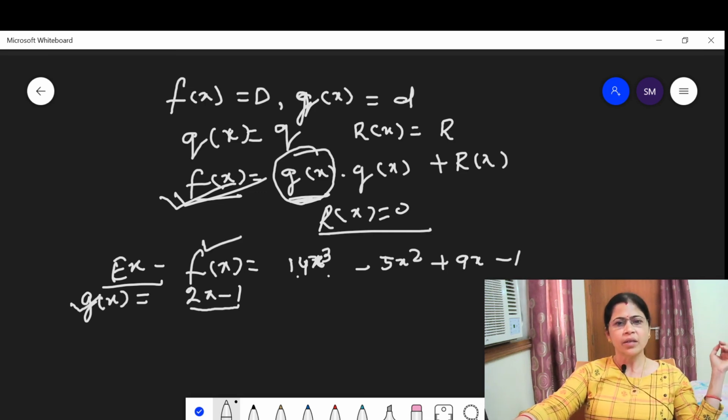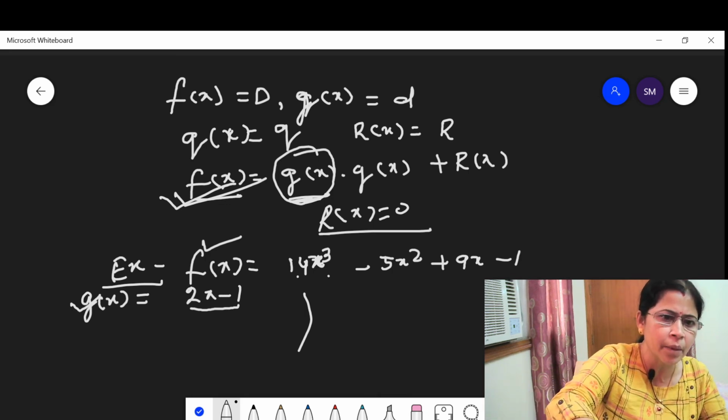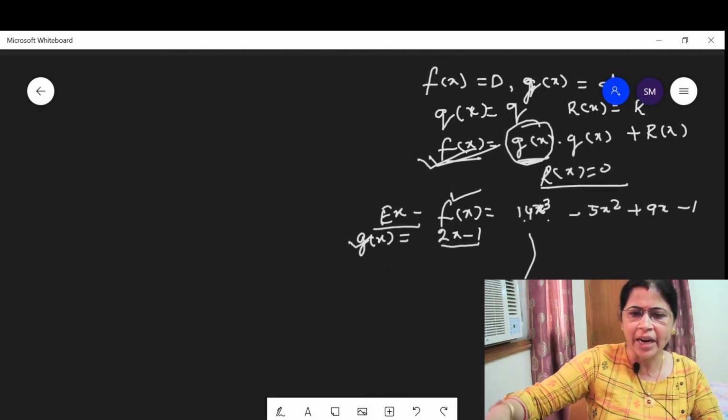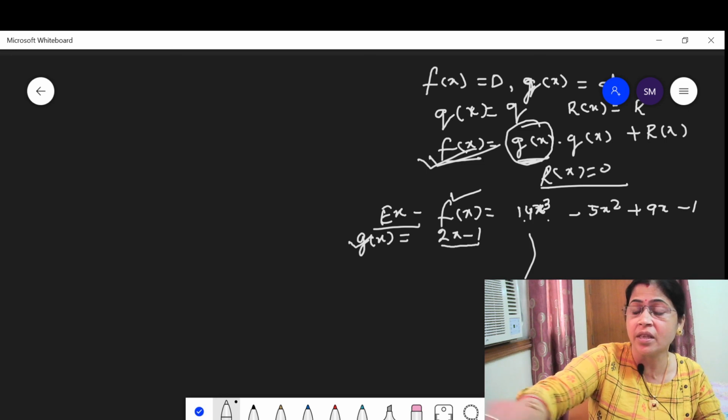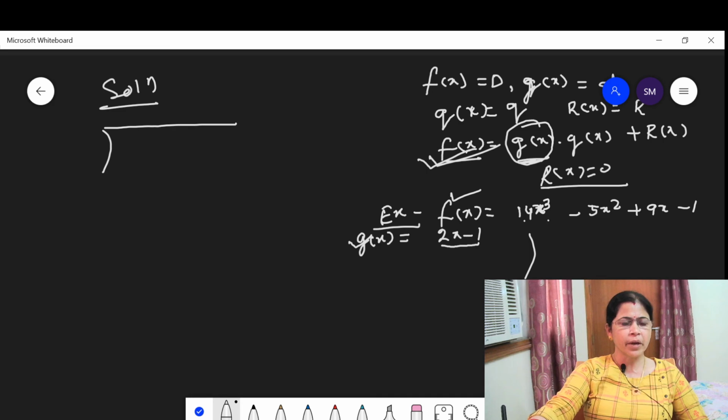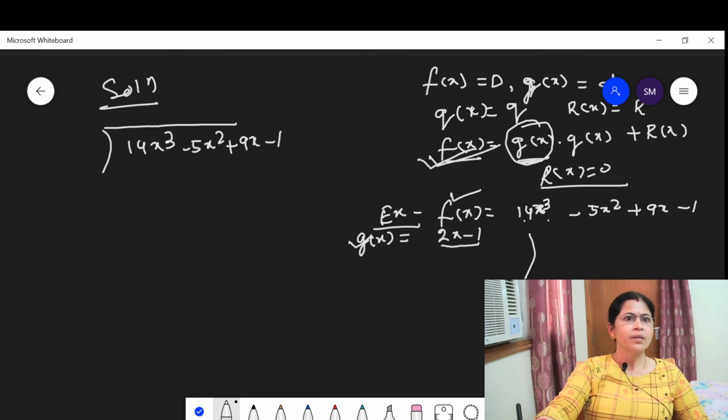Now let us do this. Use the long division method for it. Students, I keep the question in a corner and do the solution here, otherwise it will be difficult for you to see the question if I use the next page. Let us solve this. Here f(x) is 14x cube minus 5x square plus 9x minus 1, and g(x) is 2x minus 1.